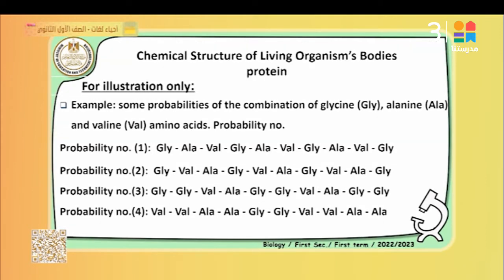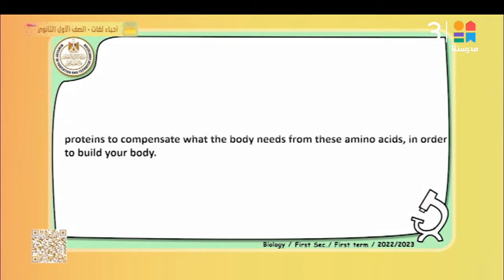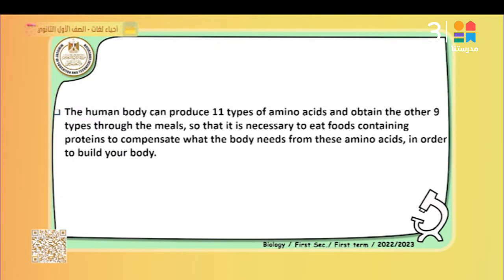Another slide explains another point related to proteins. The human body can produce 11 types of amino acids and obtains the other 9 types through food. So it is necessary to eat food containing proteins to compensate for what the body needs of these amino acids in order to build our body. That means amino acids play an important role in protein structure and in helping the body grow, in childhood and adulthood. That's right.